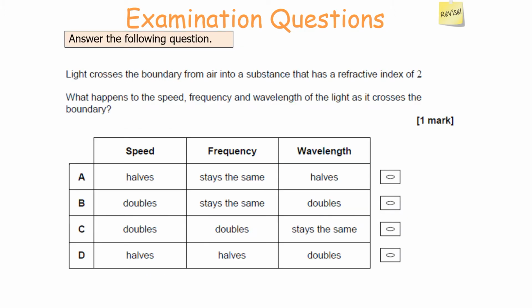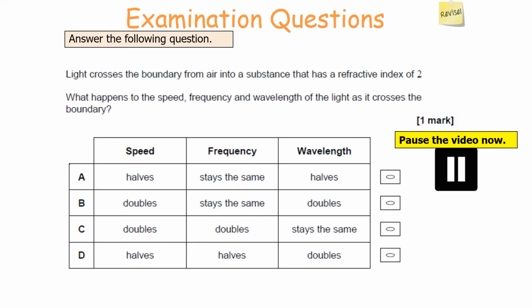Our next question is that light crosses the boundary from air into a substance that has a refractive index of 2. What happens to the speed, the frequency and the wavelength of the light as it crosses the boundary? So pause the video now, then unpause the video when you want to go through your answer.